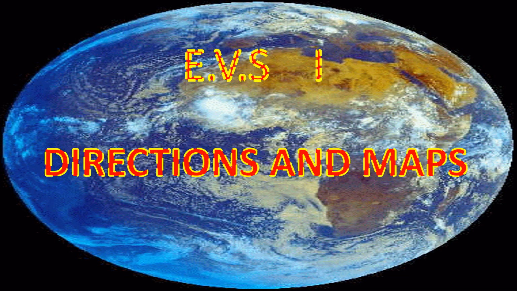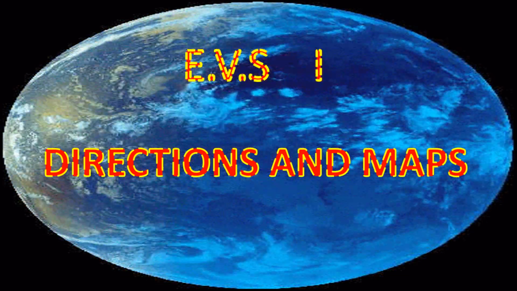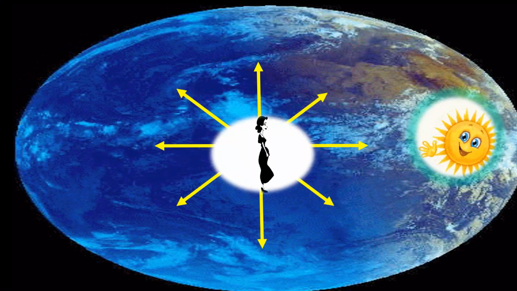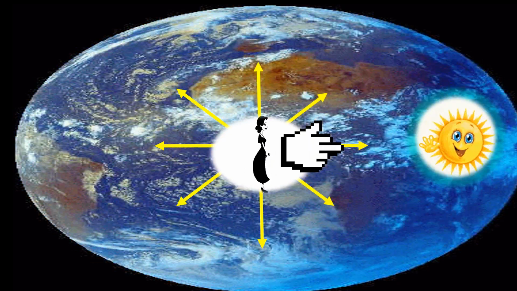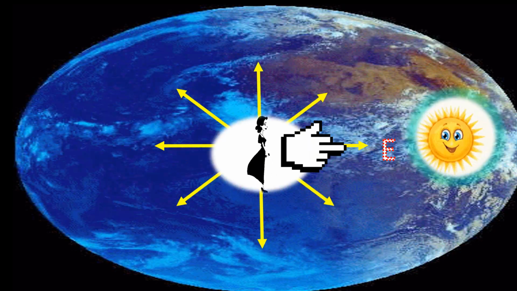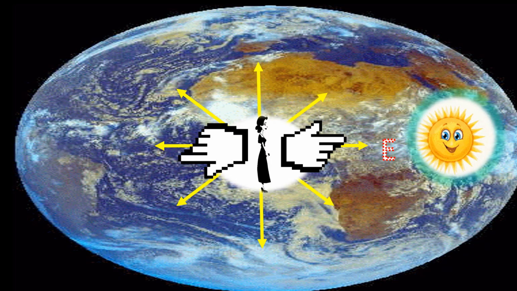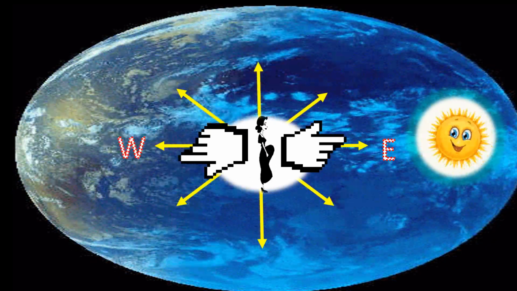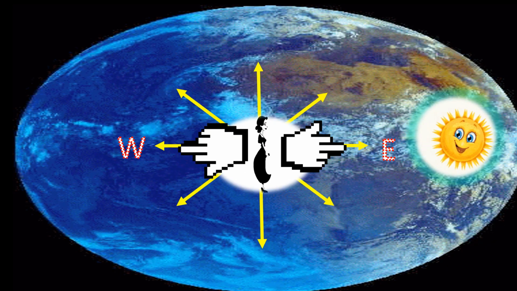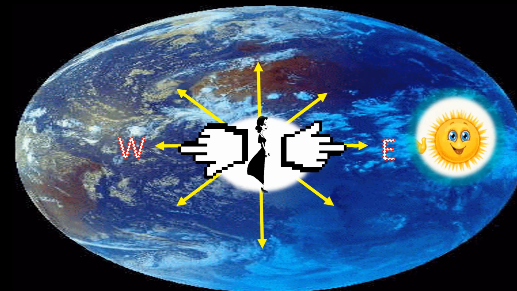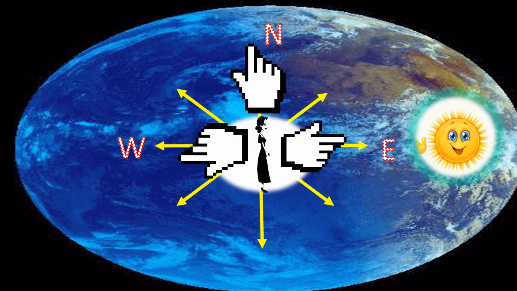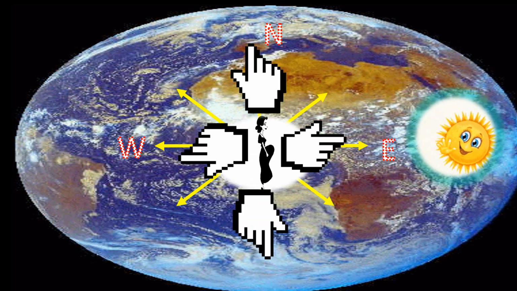Students, today we're going to learn EVS 1: directions and maps. In third standard, you have already learned about the main directions. Here you can see the lady facing the sun. The direction the lady faces the sun is east, and just behind her is the west where the sun sets. To her left hand, it's north, and to her right hand, it's south. These four directions you have already learned in third standard.